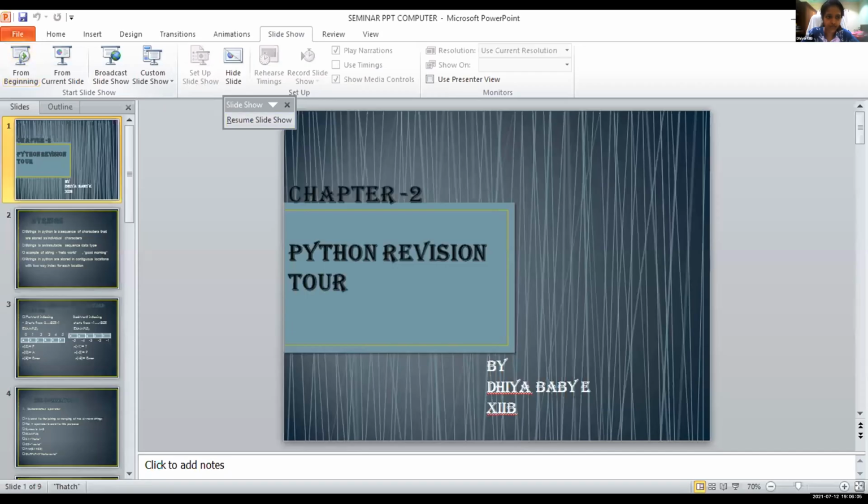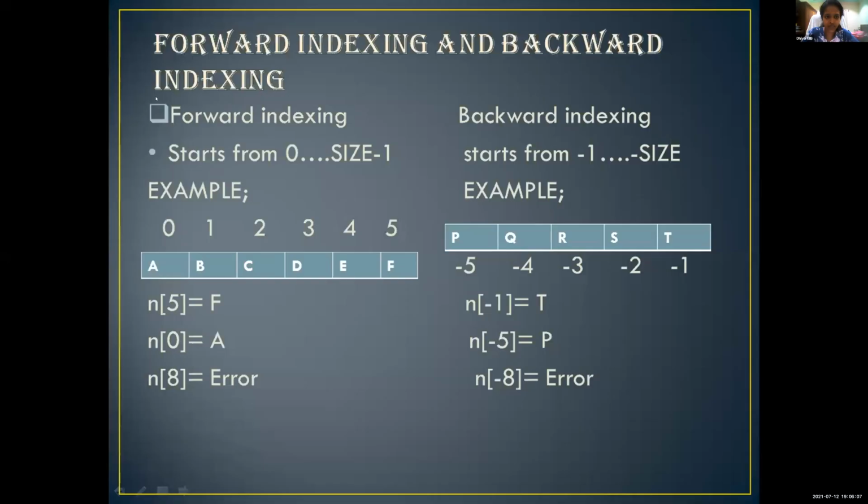Okay. Forward indexing and backward indexing. Forward indexing starts from 0 to size -1. So we can take the example of these values. There are 6 values, and the index of forward indexing starts from 0 to the size -1. So 0, 1, 2, 3, 4, and 5.